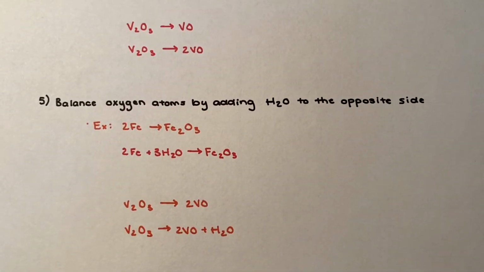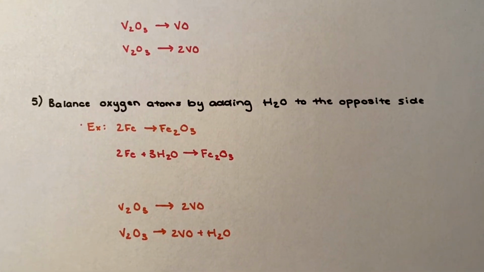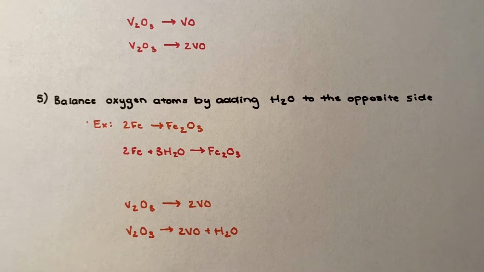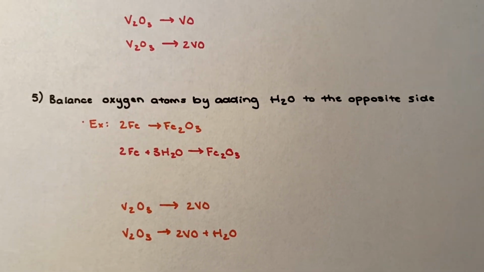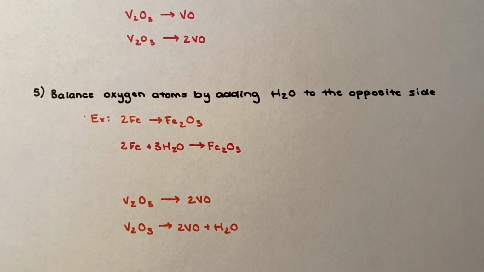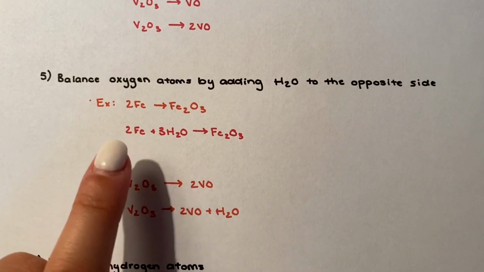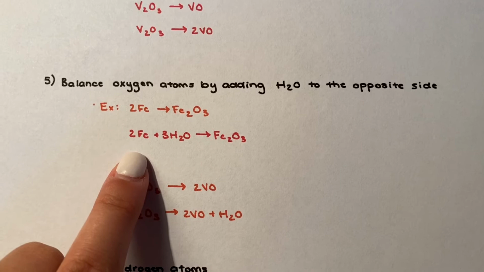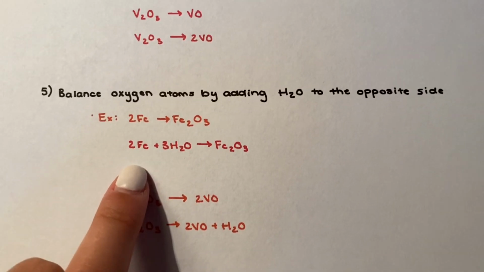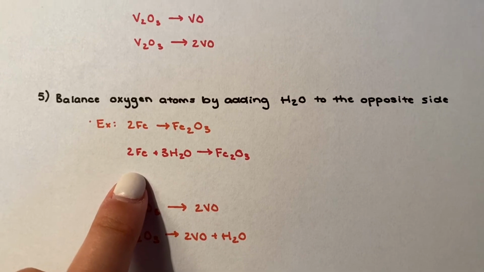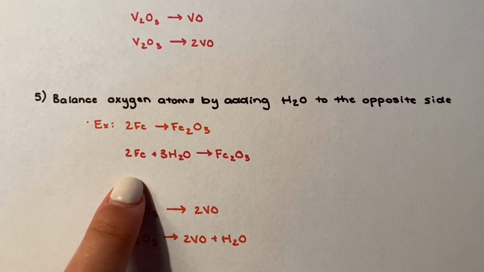Step 5, we need to balance our oxygen atoms by adding H2O to the opposite side. So our first half reaction, we have 2 Fe to Fe2O3, and there are 3 oxygen atoms on the right side, but none on the left, as you can see here. So we have to add 3 H2O molecules to the left side in order to balance. So we have 2 Fe plus 3 H2O to Fe2O3.